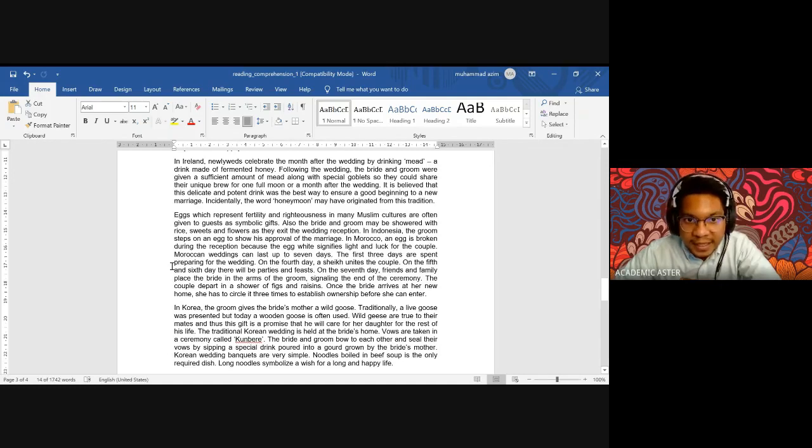Moroccan weddings can last up to 7 days. The first 3 days are spent preparing for the wedding. On the fourth day, a sheikh unites the couple. On the fifth and sixth day, there will be parties and feasts. On the seventh day, friends and family place the bride in the arms of the groom. Signaling the end of the ceremony, the couple depart in a shower of figs and raisins. Once the bride arrives at her new home, she has to circle it 3 times to establish ownership before she can enter.